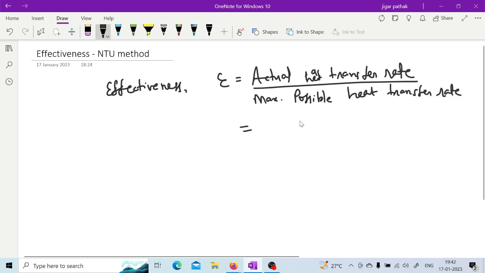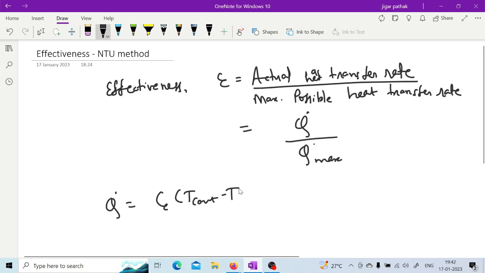Right, this is equal to Q by Q max. As we already know, Q has been defined as Cc (Tc out minus Tc in), which is equal to Ch (Th in minus Th out). We know already how to find the actual heat transfer rate in this heat exchanger.